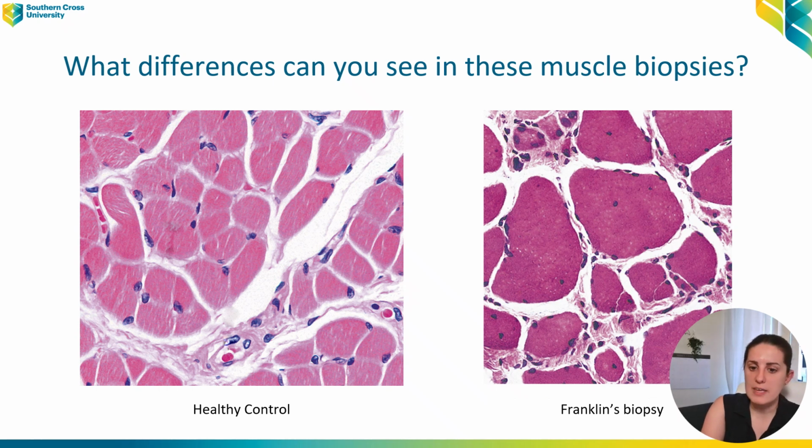But when we look over here at Franklin's biopsy, the muscle fibers are not uniform in size. You see how it's kind of like some really big ones here and then some smaller ones here. It seems like there's an attempt at regeneration. And the other thing is, there's this connective tissue that's kind of all around, and we have abnormally placed nuclei, like right here in the center.